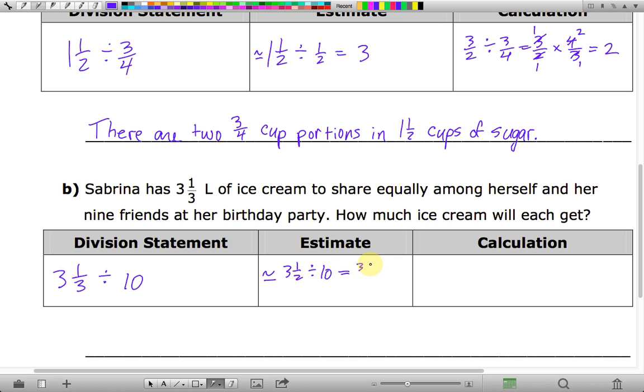So that's 35 100ths. Which, reducing to lowest terms, divide the top and the bottom by 5, would give us 7 20ths. Okay, so that's our estimate. 7 20ths, you might even want to look at that and say, well, that's roughly a half. I know it's a little bit less than that, but let's take a look at what it would be exactly.